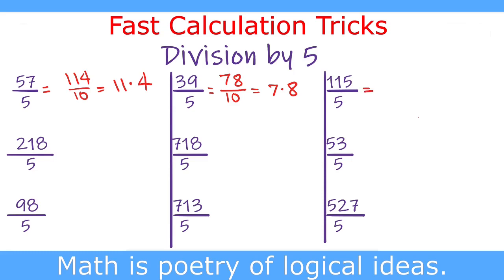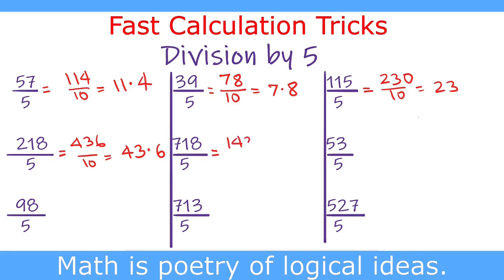115 divided by 5 is 230 divided by 10 equal to 23. The fourth question is 218 divided by 5 is 436 divided by 10 equal to 43.6. Our fifth question is 718 divided by 5 is 1436 divided by 10 equal to 143.6. Now we will solve some questions.